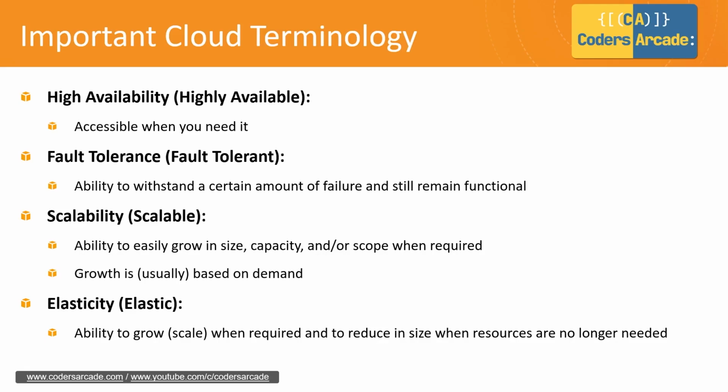Now comes scalability. It is the ability to easily grow in size, capacity, or scope when required, particularly in response to demand. If something cannot quickly grow in an easy manner, it is not scalable. Then comes elasticity. It is the ability to not only grow or scale when required, but also to reduce or contract in size as needed. So you should be able to upscale and downscale very easily. A system that is elastic can scale to grow as needed, usually based on demand, and contract as demand decreases.